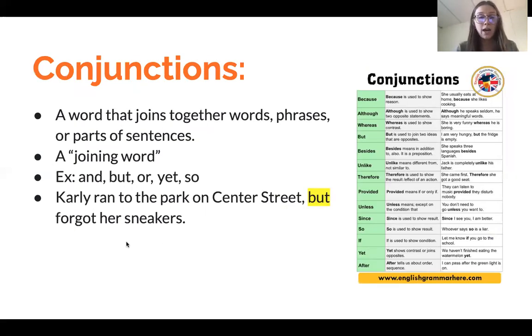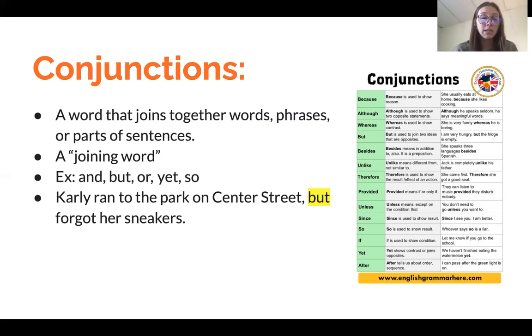So next we have conjunctions. A conjunction is a word that joins together words, phrases, or parts of sentences. Just remember it as a joining word. Examples include and, but, or, yet, so. On the right, I have another helpful chart that can help you remember important conjunctions and how they are used in sentences. It's really helpful, so I recommend looking at that.